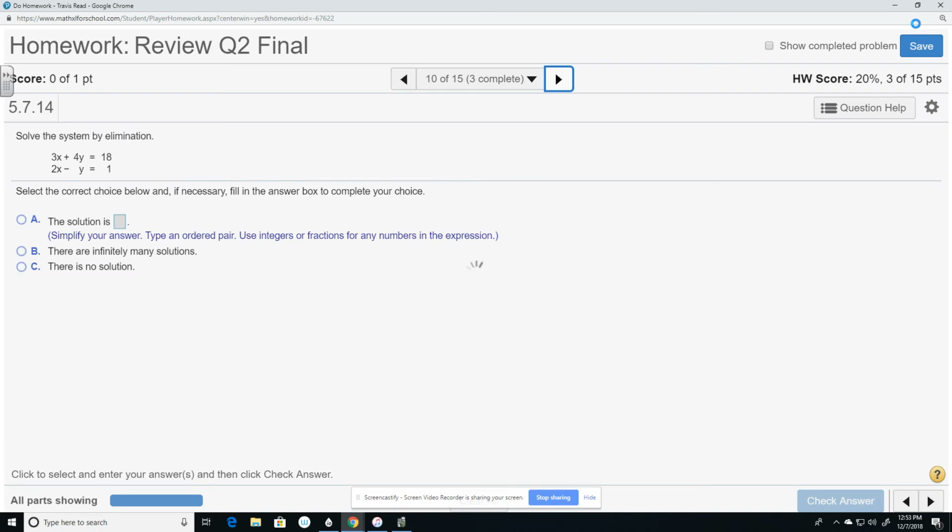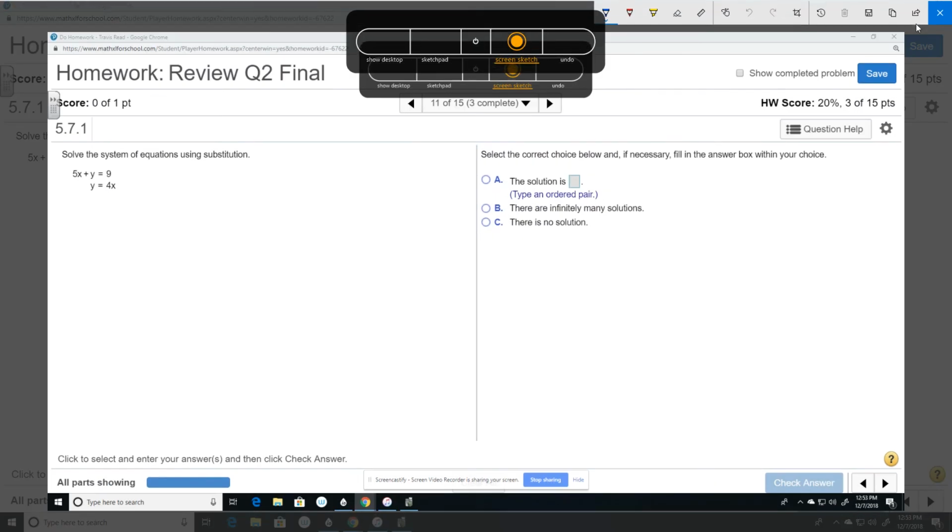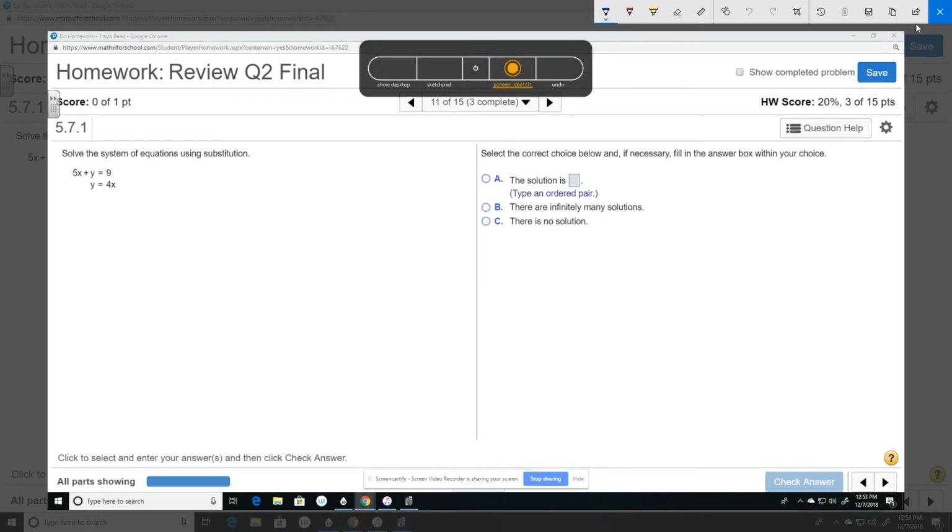All right, number 11. Maybe. Here we go. Solve the system of equations using substitution. So 5x plus y equals 9 and y equals 4x. So I'm just going to take this 4x and I'm going to plug it in for that y right there. That's how we substitute. So 5x plus 4x equals 9.